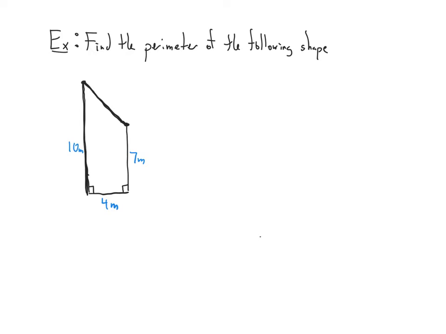so I gave you some measurements. The left side is 10 meters, the right side is 7, and the bottom is 4. So see if you can figure out the perimeter of this object. Well, we almost have it. We just need the length of this side, and that'll give it to us. So pause the video now and see if you can figure that out.